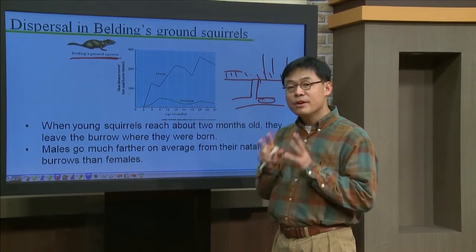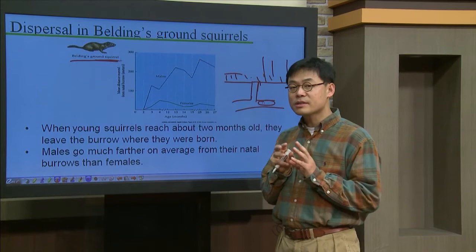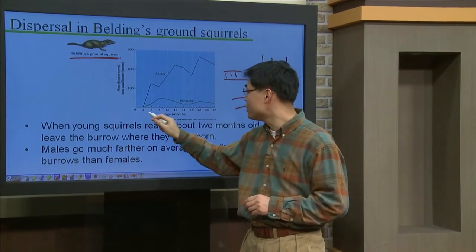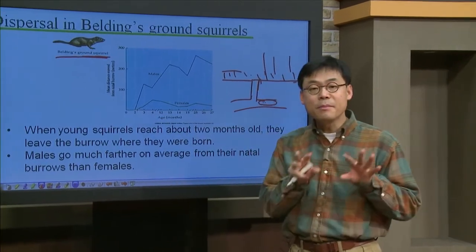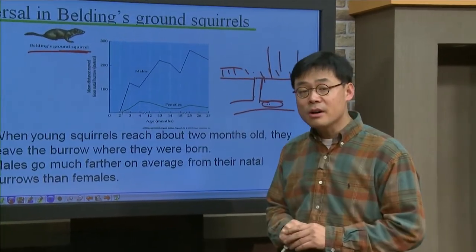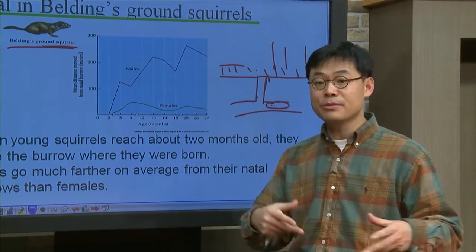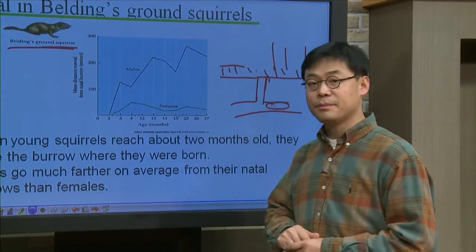And when the young are around 2 months old, here's the age, about 2 months old, both male and female young, their offspring, your sons and daughters, they move out of your burrows.